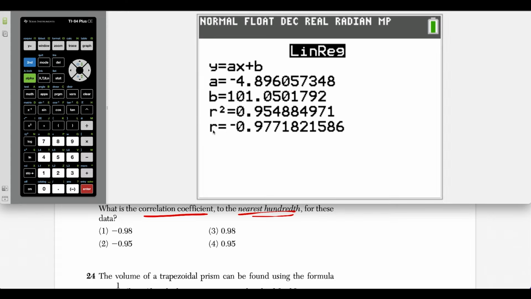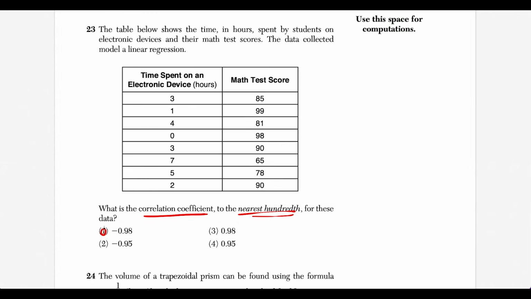The R value here, our correlation coefficient to the nearest hundredth, we have negative 0.977. So to the nearest hundredth, this is higher than 5, so we're going to round this to 98. So we have negative 0.98. So this is going to match up with choice 1.